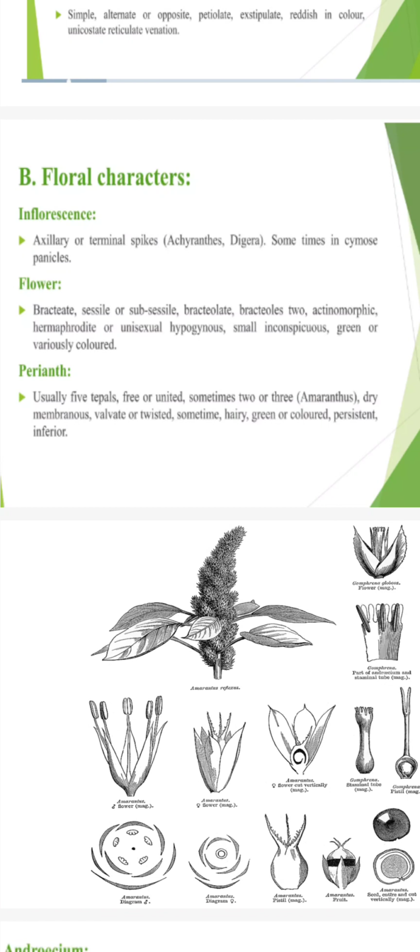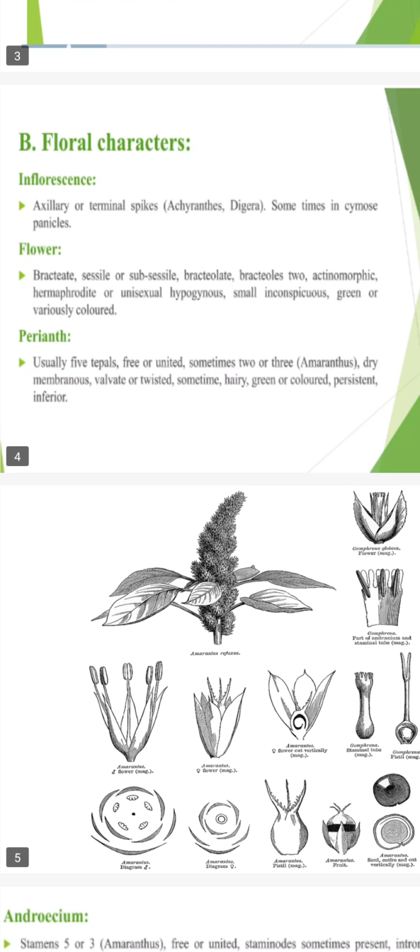In Marathi we call it aghada. Digera, sometimes in cymose panicles. So the inflorescence may be terminal spikes or cymose panicle. Again, flower, they are bracteate, sessile or subsessile, meaning the flower may have presence or absence of pedicel. Pedicel means the stalk of the flower. Some flowers with stalk are called pedicellate flowers, and without pedicel they are sessile flowers.